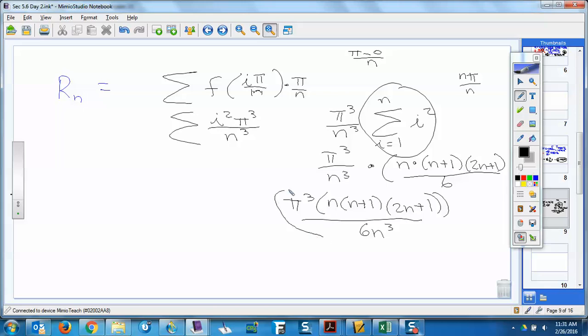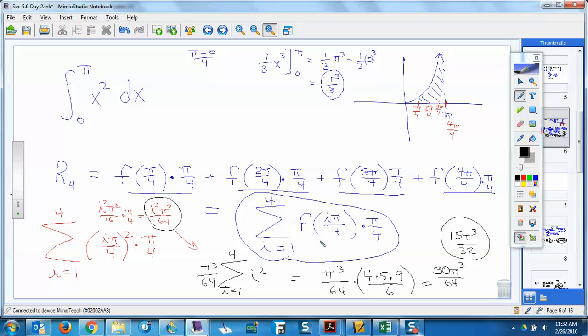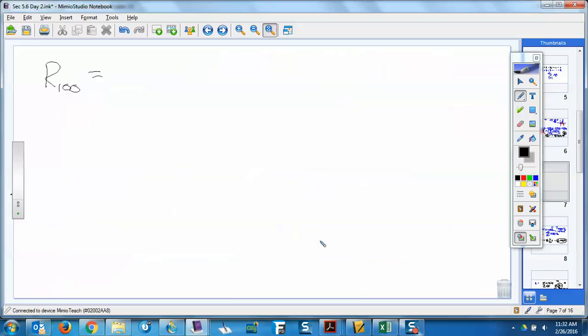Okay, now, that would be for n rectangles. That would be the area. Question? Okay. Now think about this. We got to go all the way back to this slide here. The exact area under the curve we know is this, right? We did it with the fundamental theorem part 2. 4 rectangles gave us this. That's not going to be exact, right? That's going to be an approximation.